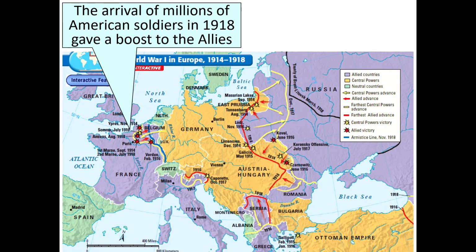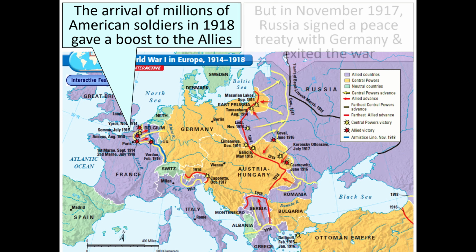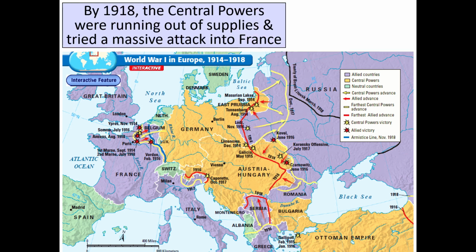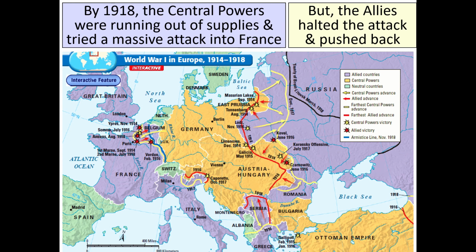The arrival of millions of American soldiers in 1918 gave a boost to the Allies, and it was just in time because in November 1917, Russia signed a peace treaty with Germany and exited the war. By 1918, the Central Powers were running out of supplies, and they tried a massive attack into France. But the Allies halted the attack and pushed back.